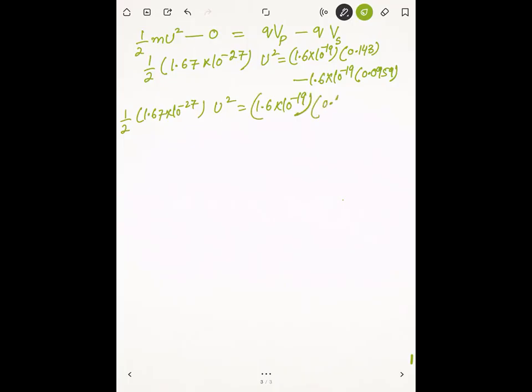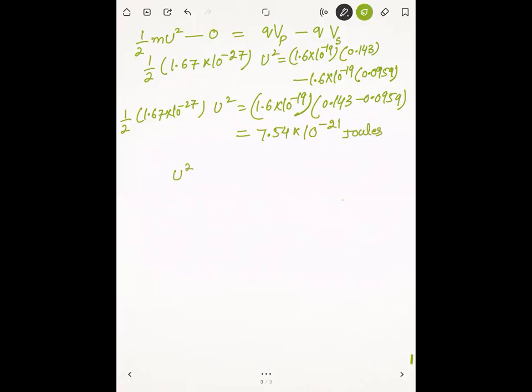into 0.143 minus 0.0959. Now, if we calculate the right hand side, it will be 1.6 into 10 power minus 19 multiplied with 0.143 minus 0.0959. So the answer that we are getting is 7.54 into 10 power minus 21, and this is in joules obviously.